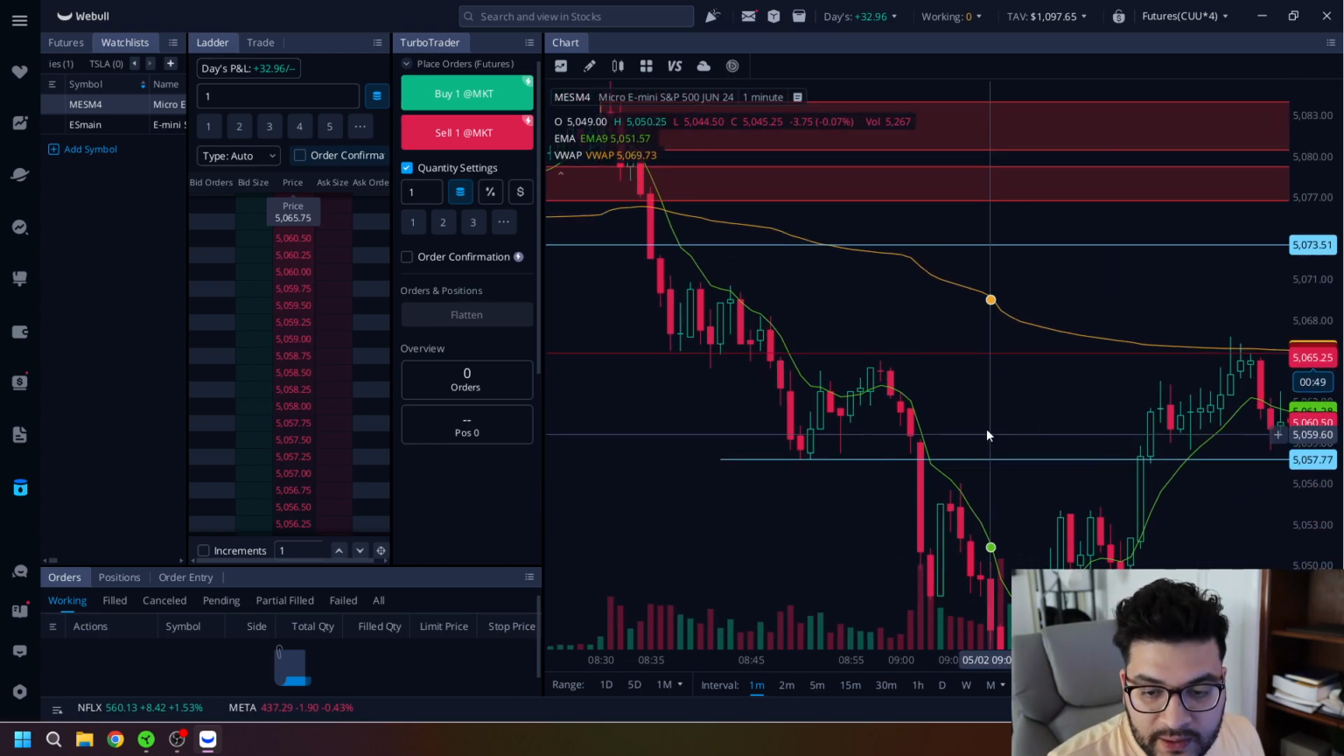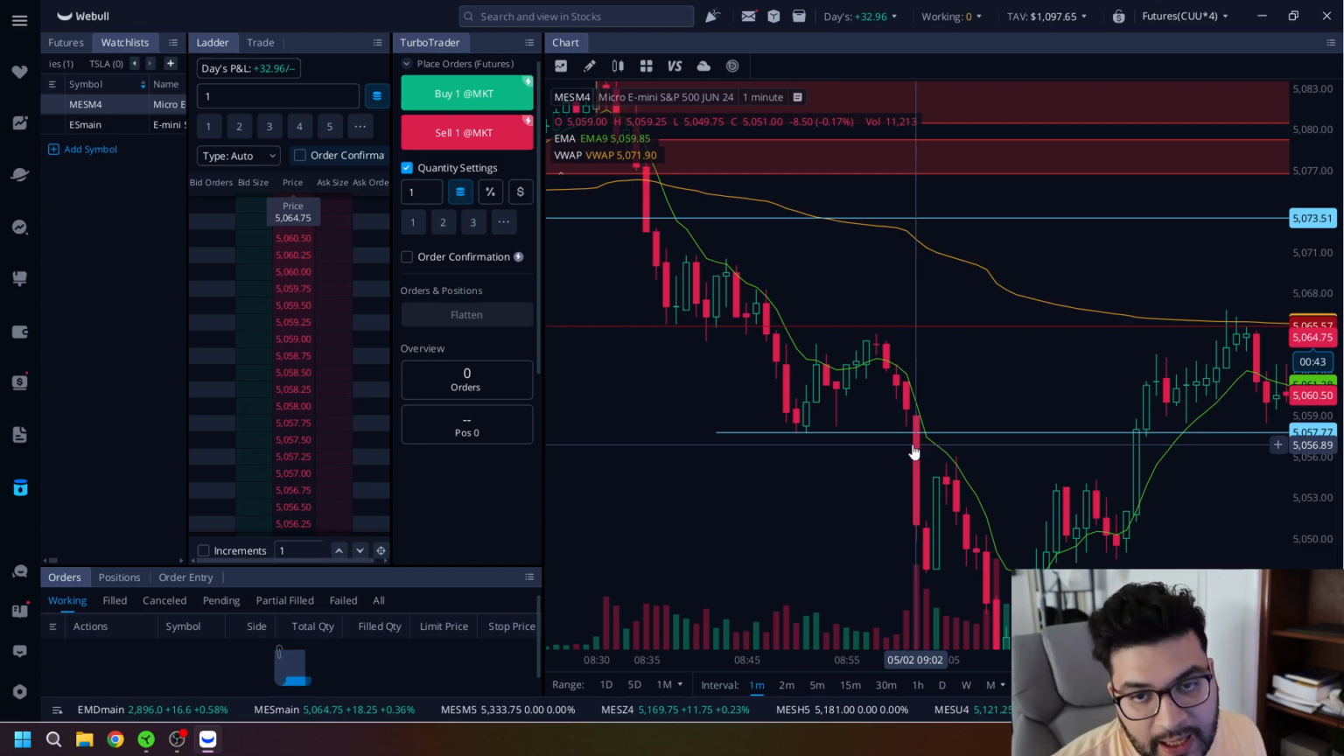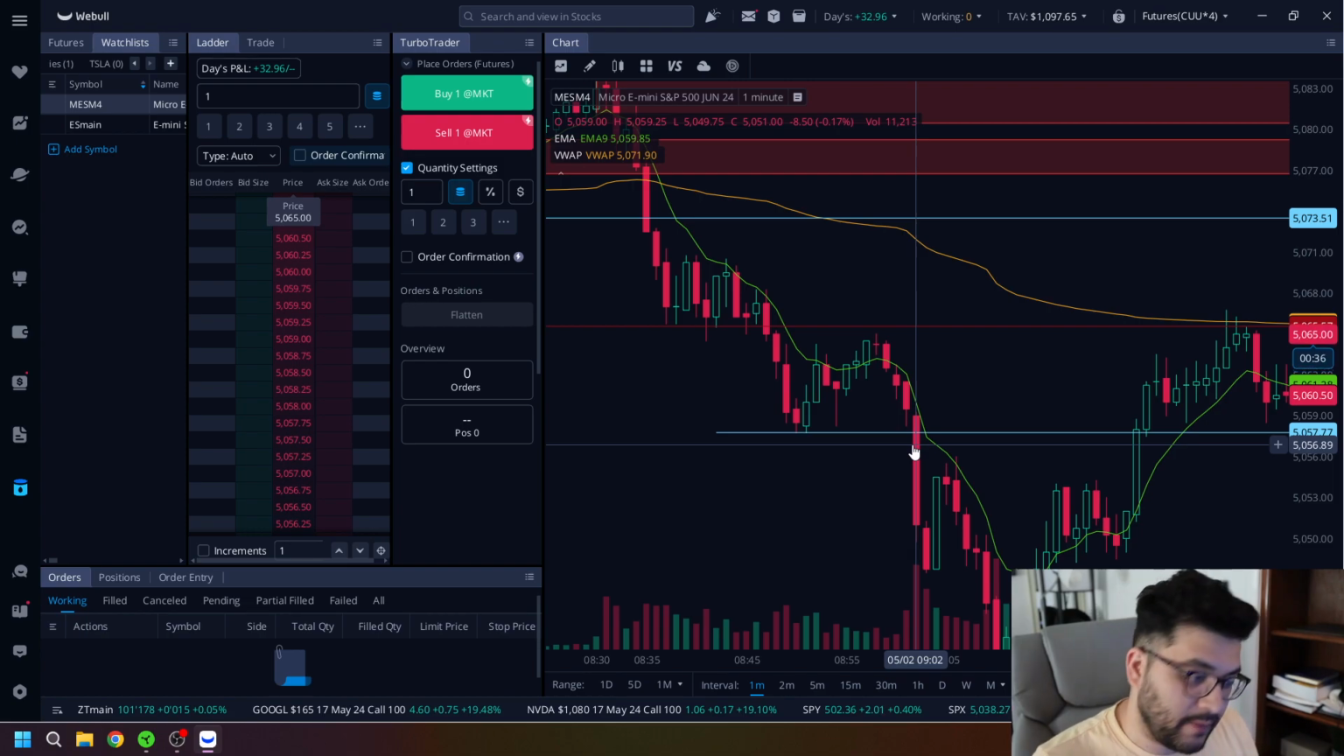I could have went in on here. The reason why I didn't is because this was a 10 o'clock candle, and 10 o'clock candles are usually very crazy, so I like to stay away from that. I made my plus 2% on the day. I'm happy. I'm more than happy. 2 out of 2 trades on the day. I can close shop. I made my YouTube video.